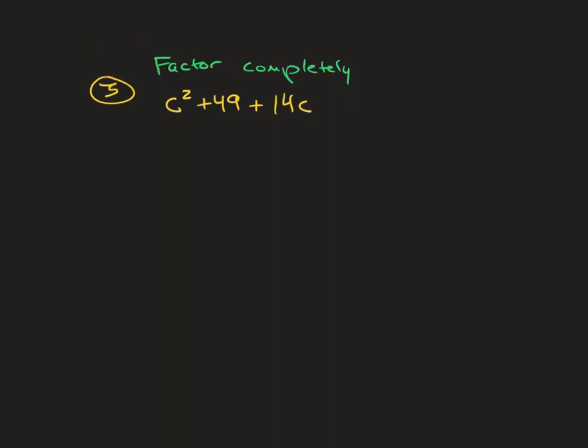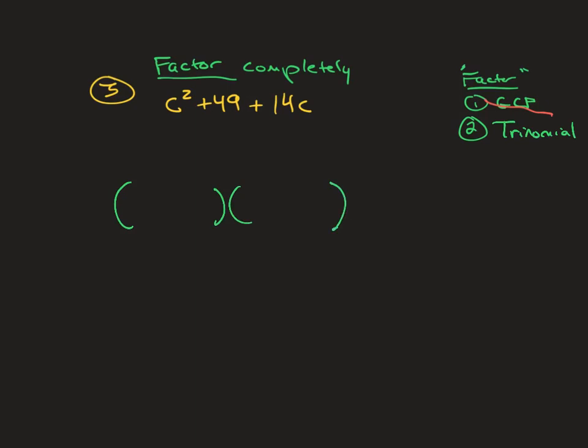Number 3, factor completely. Again, factor. When you see that word, you want to check greatest common factor. So we're looking to see if there's something we can take out. Out of all these three terms, we can't take c out of everything because the middle term doesn't have a c. And there's no number that we can take out of all of these, so no greatest common factor again. Second, it's not a binomial because it has three terms. This is a trinomial. Trinomials are going to factor into two parentheses. But one thing that we will want to do before we go into the factoring is, you'll notice that these aren't in what we call descending order.